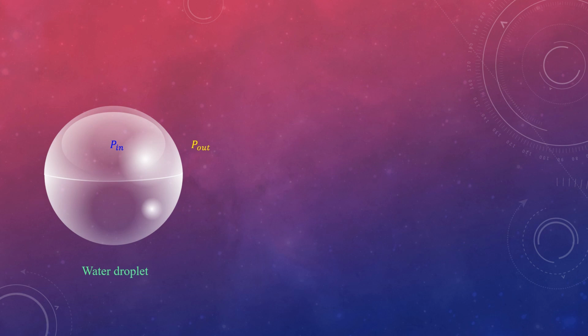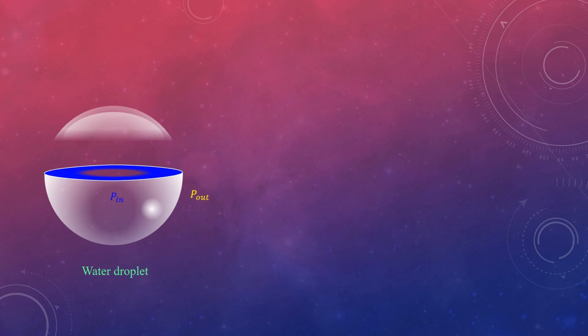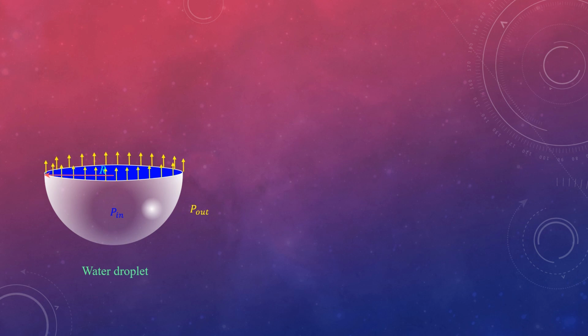The excess pressure inside a spherical droplet can be determined by slicing the droplet into two halves having radius r. The two droplet halves separated from each other will be attracting each other along the circumference of their cross section.